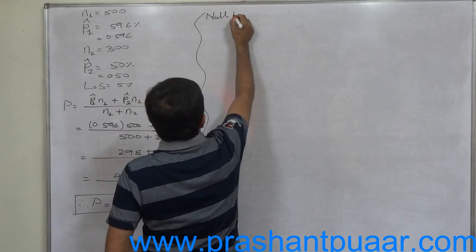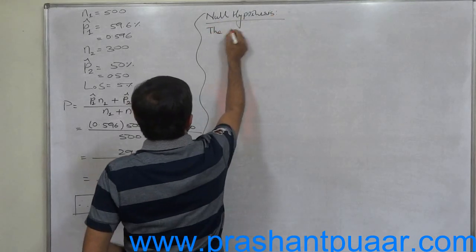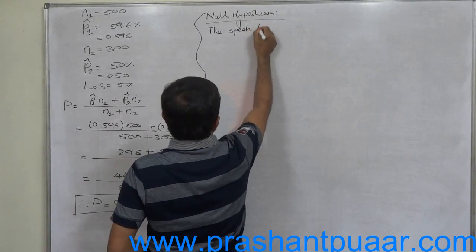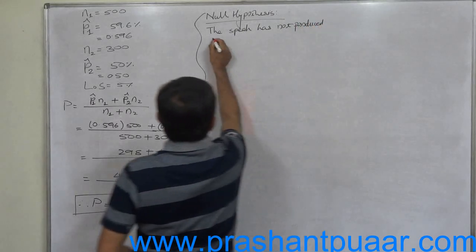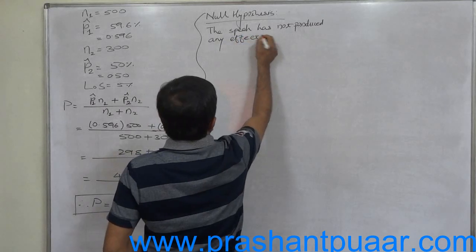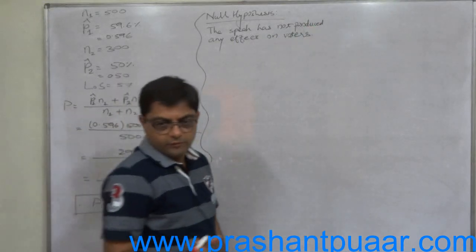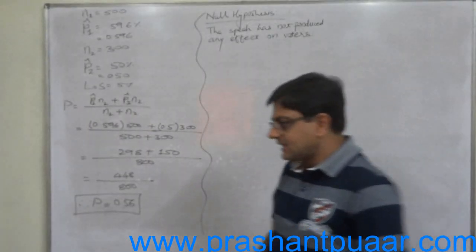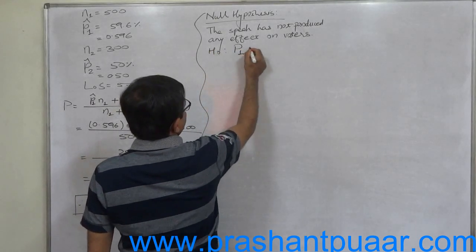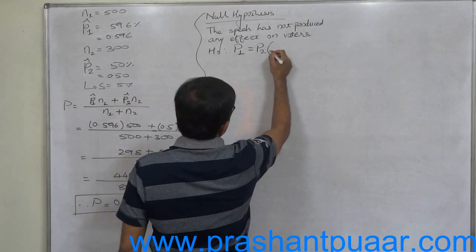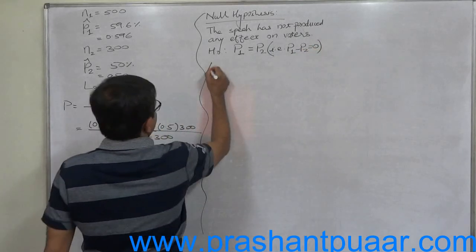Now, the null hypothesis: the speech has not produced any effect on voters. That means the proportion of voters in favor of the candidate in city A as well as city B are more or less the same, no difference. P1, that means the proportion in city A, equals P2, that means the proportion in city B. Now the alternative hypothesis.